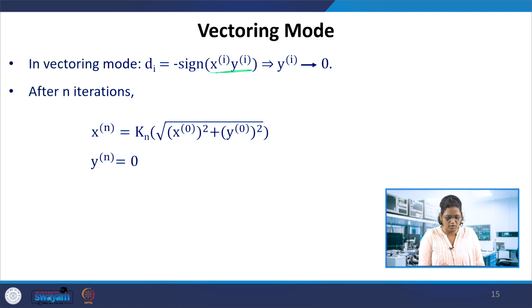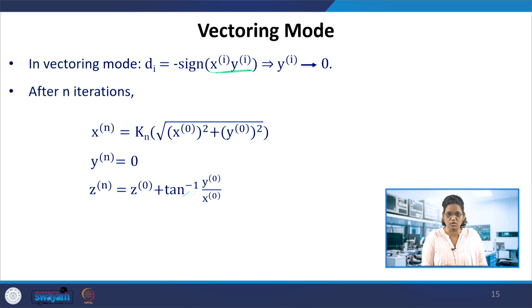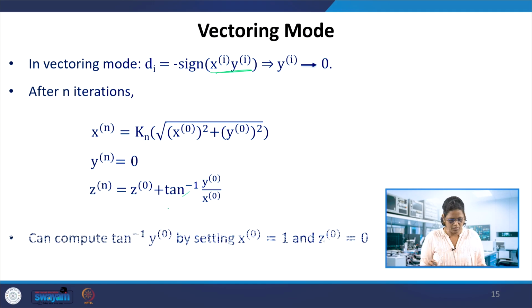So here are the x and y values, and y is 0. z is the equation which has the theta i, from theta i equals tan inverse of y by x. If you replace that theta i equation, 2 power minus i equals tan theta i. So from this we get tan inverse of y by x. So we can compute this tan inverse of y0 by setting x as 1 and z0 equal to 0 initially, and this will be tan inverse of y0.